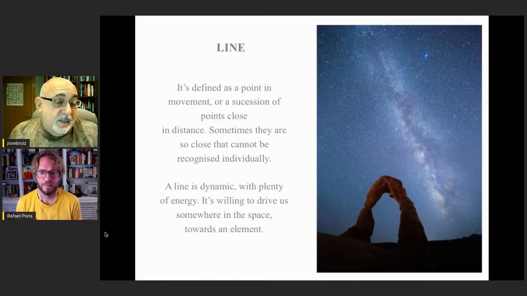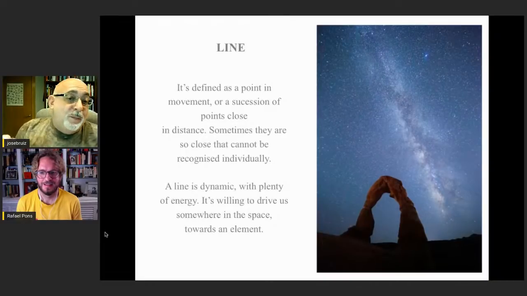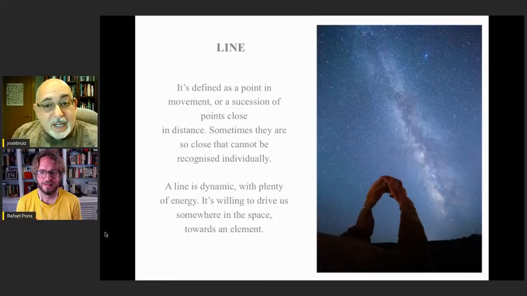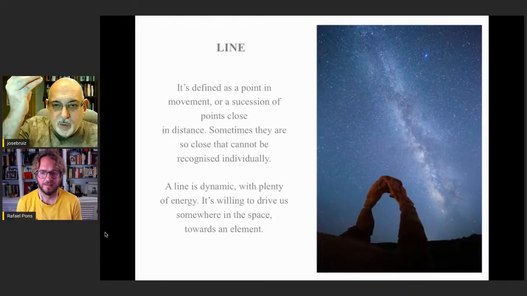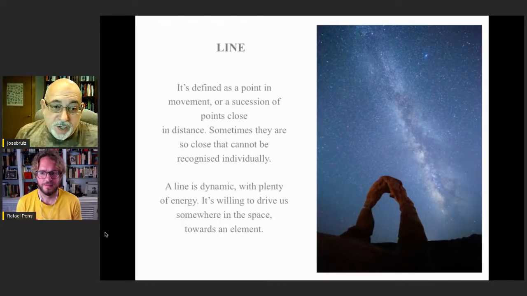Line can be defined as a point in movement, or a lot of points very close in the space, in the distance. And if there's a lot of them, it can also be a shape. Line can define a shape. Now we are using the whole Milky Way like a line. We are driving from up down to this delicate arc in Arches National Park. So again, it's a dialogue.